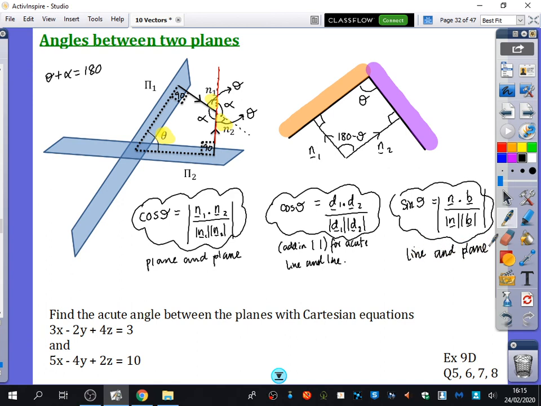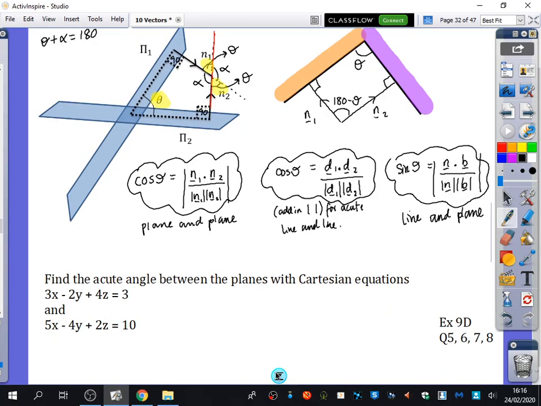And there's no more combinations. Is there always acute angle? They will always ask for the acute angle, right? 9 times out of 10. So here's an example. Find the acute angle between these planes.